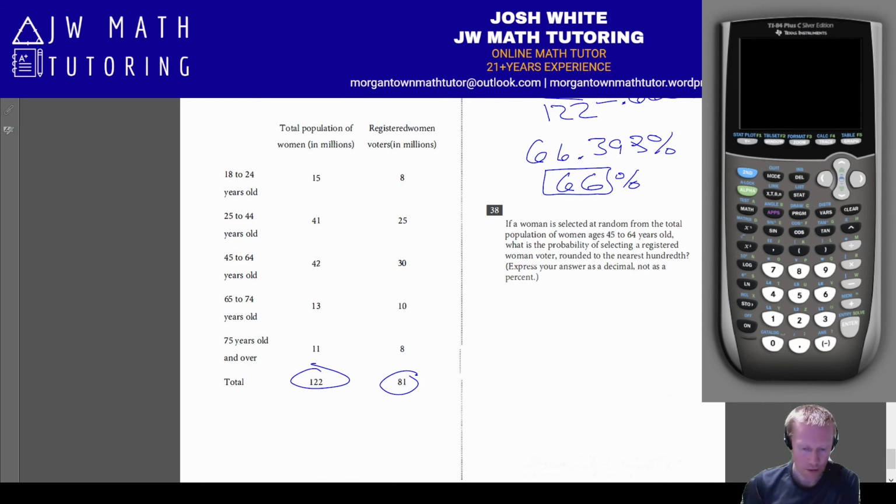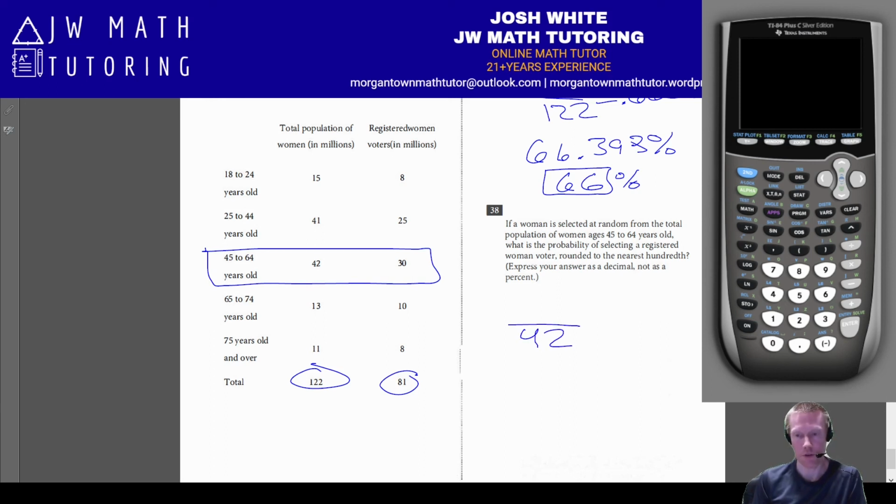Now, for the very last problem, problem number 38. If you select a woman at random, 45 to 64 years old. Okay, so we're looking in here. What's the probability of selecting a registered woman voter rounded to the nearest hundredth? So we're only choosing from the population of 45 to 64. So that means our total outcomes or total choices are the 42 million women in that age group. And the favorable ones are the registered women voters, of which there are 30 million. So this one's just 30 over 42.